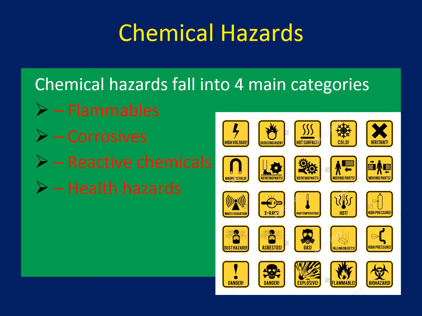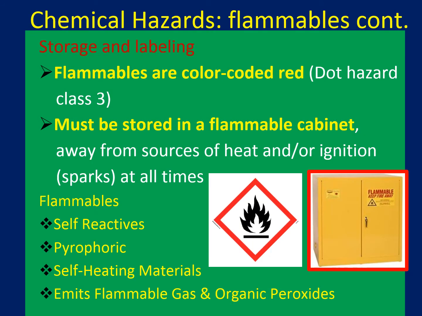To move on to chemical hazards: they fall into four main categories, flammable, corrosive, and reactive chemicals, and health hazards. There are plenty of symbols you have to learn. I will go through the main symbols, right? So the flammable ones are color coded in red. So you can easily identify these symbols. So you can see here.